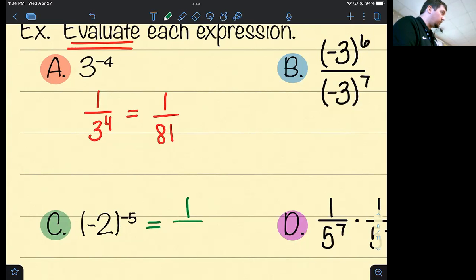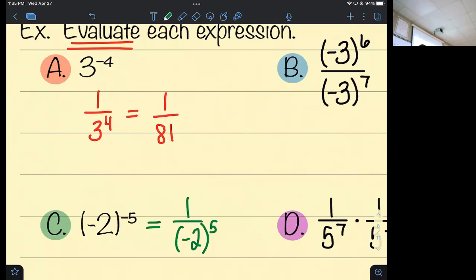one over... not 25. So the -2 is on the bottom and to the what power? 5. Yes. Okay.